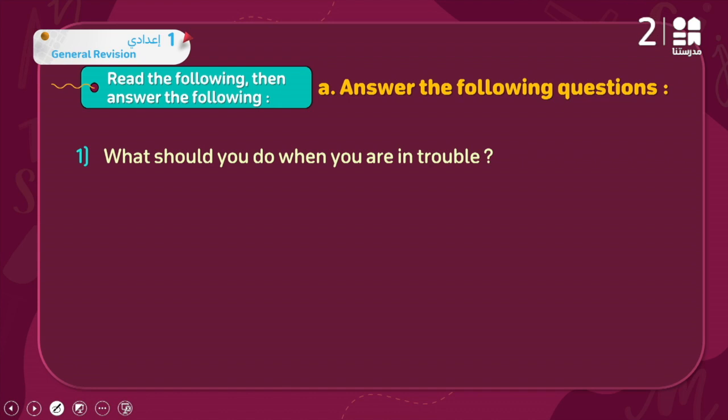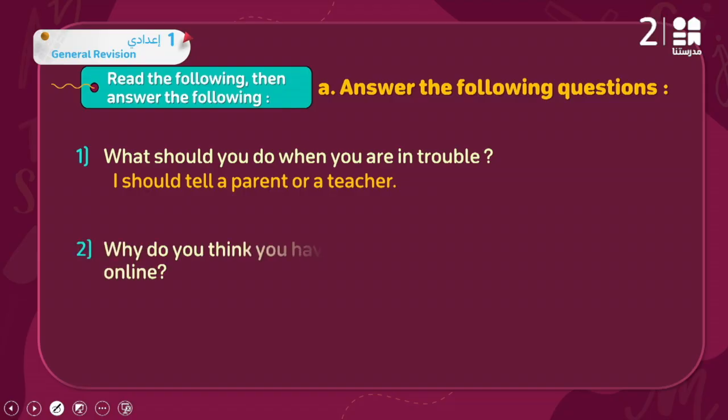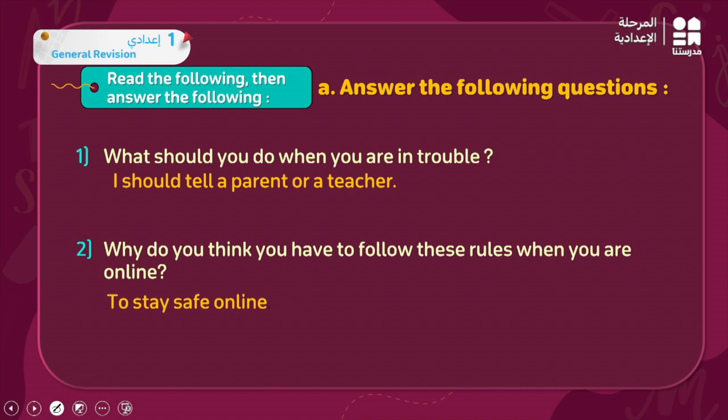What should you do when you are in trouble? لو أنت عندك trouble, مشكلة, problem, what shall you do or what should you do? المفروض تعمل إيه? I should tell a parent or a teacher. طبعا according to the piece of information given by the end of the paragraph. Okay? احنا بنكمل through the information اللي احنا we got through reading. Number 2. Why do you think you have to follow these rules when you are online? ليه المفروض ان احنا نتبع rules دي when we are online? To stay safe. Okay? عشان نبقى بنستخدم التكنولوجي بشكل آمن يعني.